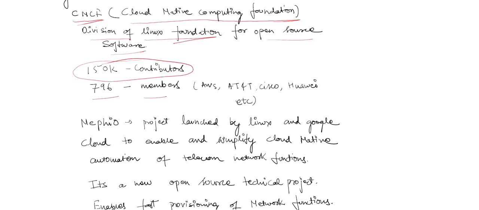The members list includes AWS, AT&T, Cisco, Huawei, and Intel is also there. So these kinds of companies are the members. It has 796 members, and they are responsible for developing this cloud system: different kinds of applications, protocols and so on.